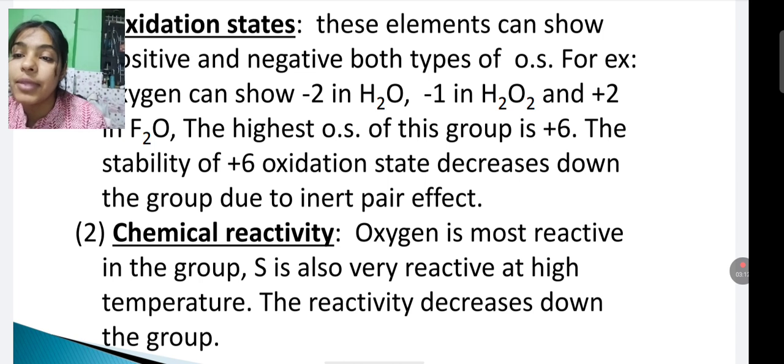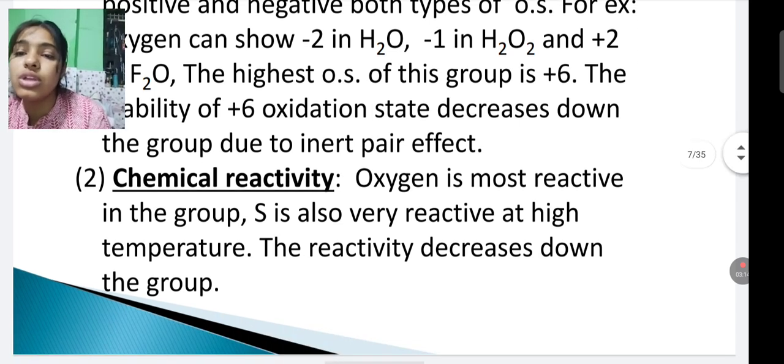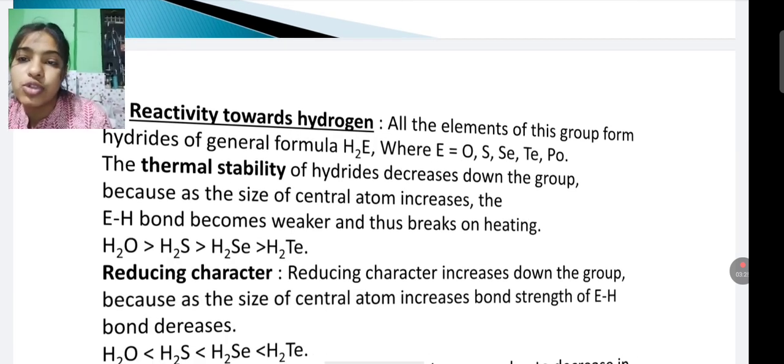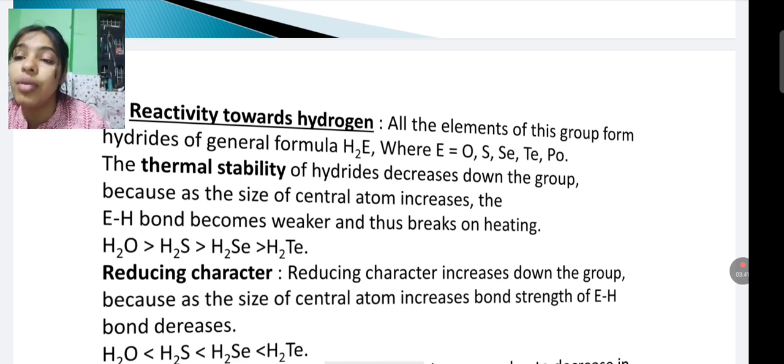Now we see chemical reactivity. Oxygen is the most reactive in the group. Sulfur is very reactive at high temperature. The reactivity decreases down the group. Reactivity towards hydrogen. All the elements of this group form hydrides of formula H2E, where E is oxygen, sulfur, selenium, tellurium, polonium. The thermal stability of hydride decreases down the group because as the size of central atom increases, the EH bond becomes weaker and thus breaks on heating.